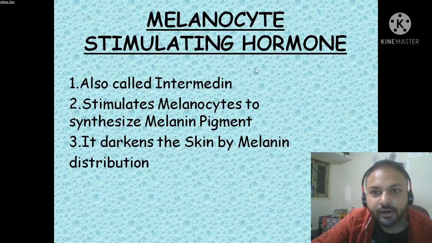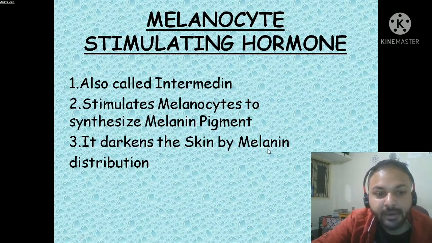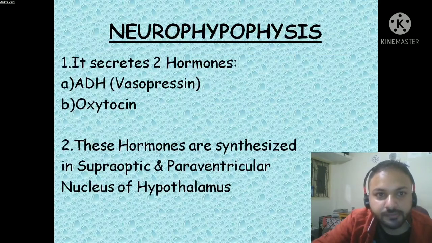MSH, melanocyte stimulating hormone. First of all, you need to remember this name, intermedin. This hormone is also known as intermedin, and it stimulates the melanocytes to synthesize melanin pigment. This hormone darkens the skin by melanin distribution, and opposite to it is melatonin hormone, which fairs the skin.